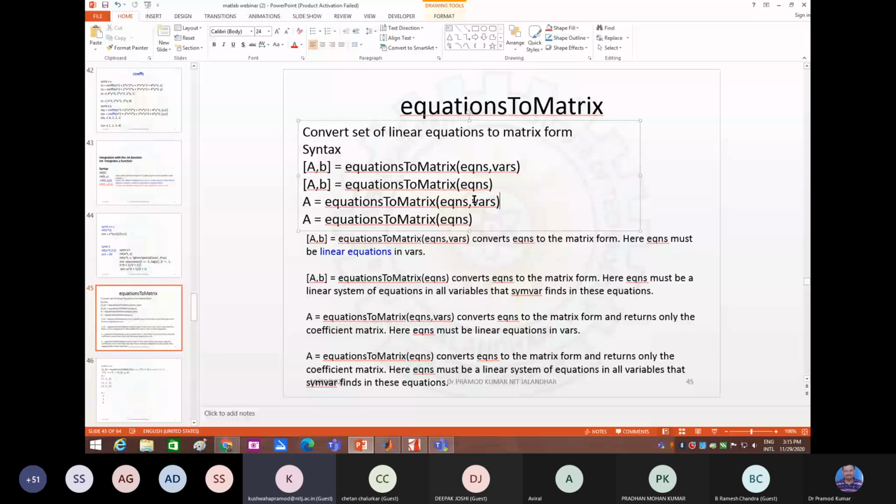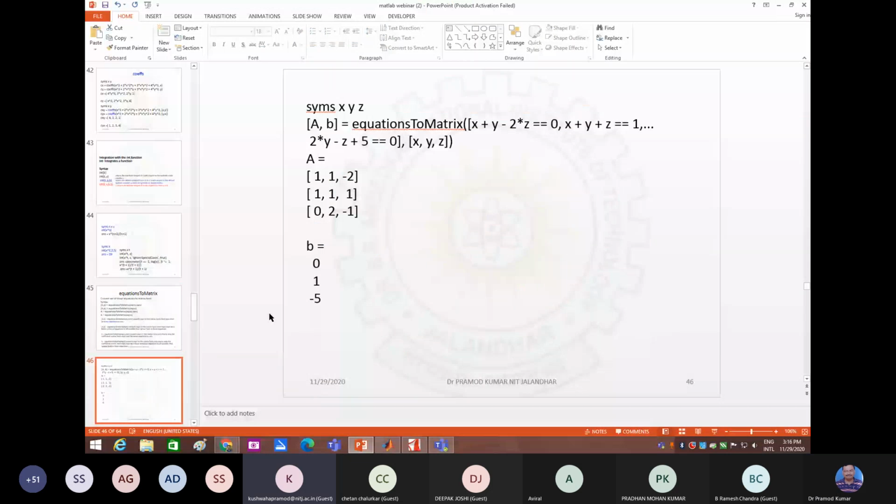Equation to matrix converts equations to matrix form, and here the equation must be a linear equation. Take care about this. This is only for linear equations. All the variables should be the same variables. Conclusion of this is you have this equation x plus y minus 2z is equal to 0, one equation. This x plus y plus 1 is another equation, and this is another equation.